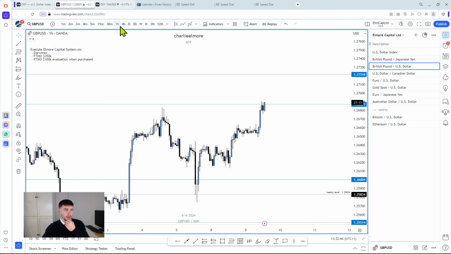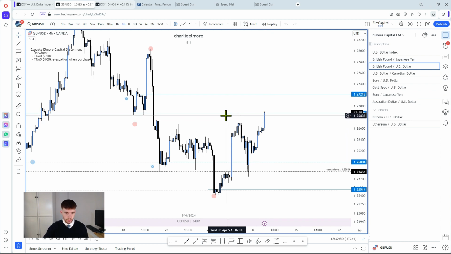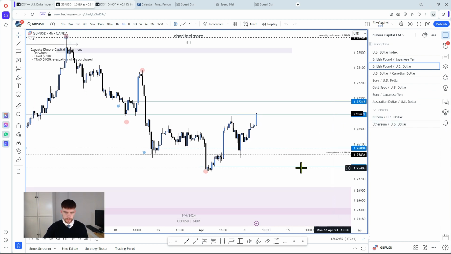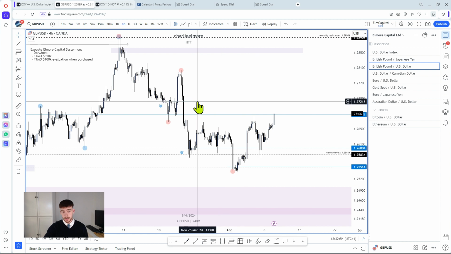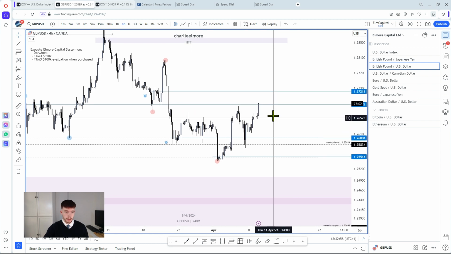So 4 hour time frame. Obviously, we've got 27 minutes of this candle to close. So obviously, we could end up coming to there, which is no problem. But yeah, it would obviously mean that would be a loss.